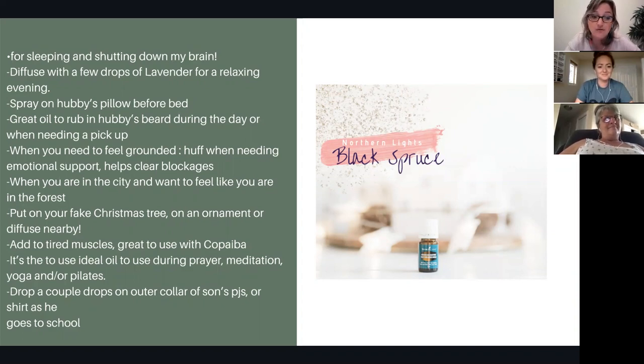It's also really great for tired muscles. So pair it with Copaiba. It's going to amplify the Northern Lights Black Spruce. And it's actually even really good for any kind of joint pain that you're having. If you put some Northern Lights Black Spruce on it, it really helps with the pain. Also good for putting on the kids' clothes when they're going out the door, helps them feel calm and gives them a little bit of emotional balance when they're heading out the door. So this is a great one. I just love the tree oils. They tend to be the ones that I'm drawn to. So good one to have.